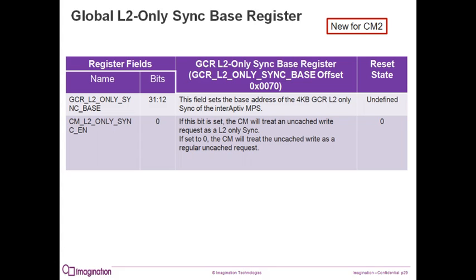The address match is performed on a 4K boundary. An uncached write request with address bits 12 through 31 that match the address bits 12 through 31 of the GCR L2 only sync base will cause the CM2 to treat the uncached write request as an L2 only sync.